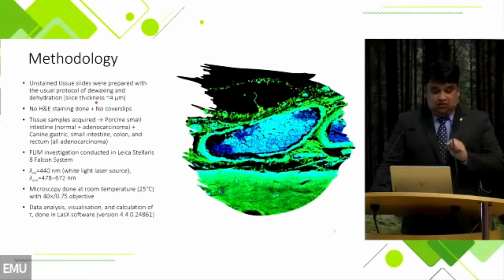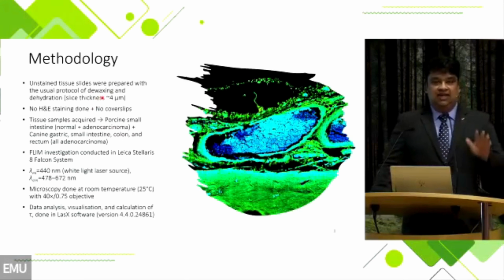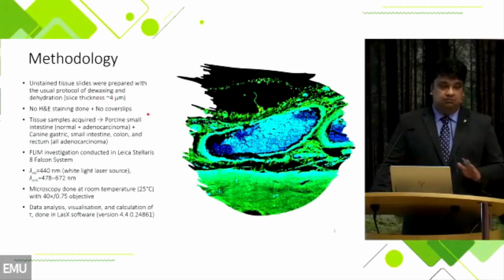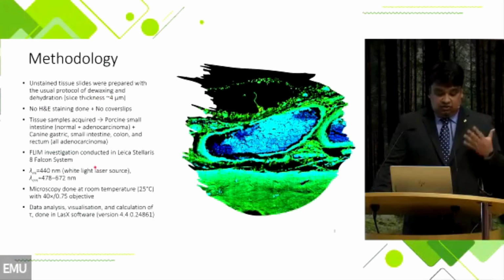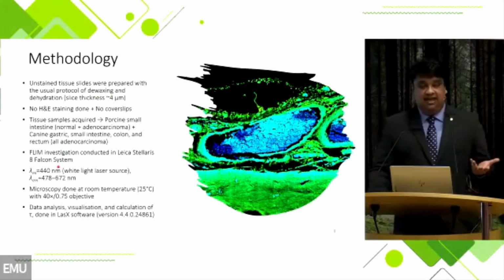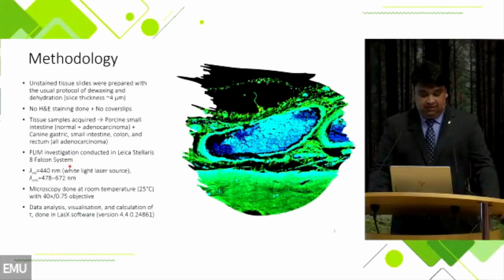We prepared this unstained tissue slide, so completely not stained. We took the tissue, fixed it on a glass slide, and pretty much that's it. No H&E staining done, no cover slips. Simply the tissue on the slide. Then we did FLIM investigation. It was done on a Leica Stellaris 8 Falcon system, and that's an immensely advanced system. It can do wonders, and I believe you will see that.